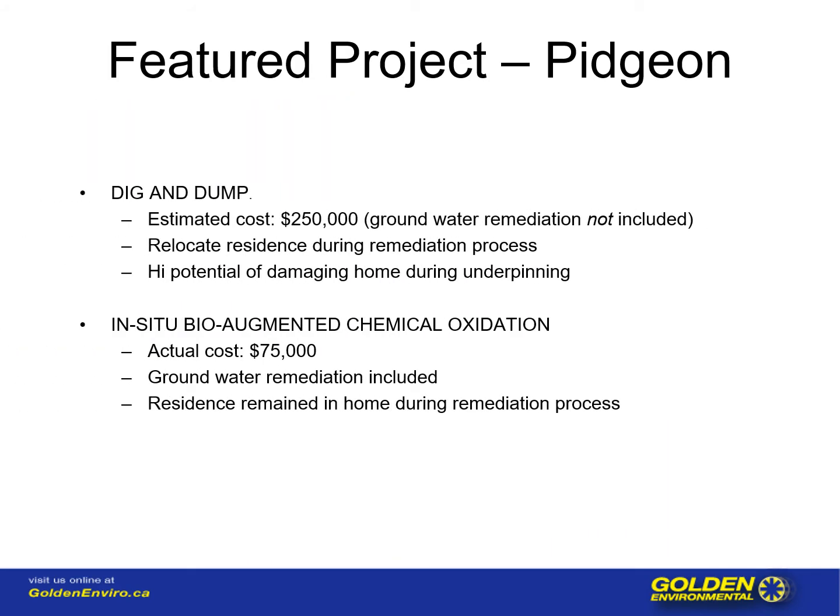In summary, the dig and dump proposal was an estimated cost of $250,000. The groundwater remediation was not included, so it would be added over and above the $250,000, which typically includes a mobile treatment unit, which is very expensive in the long run. They would have to relocate the residents during the remediation process. Remember, this is a family of 4. They have work, they have school, etc. So this is a very disruptive process.